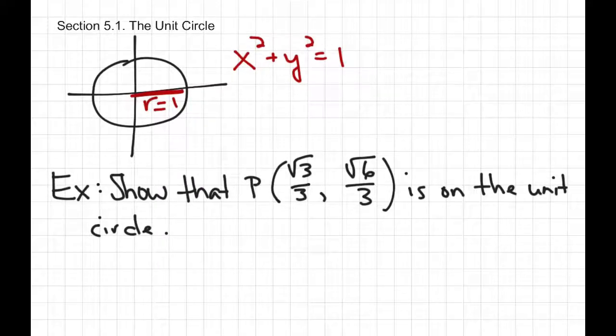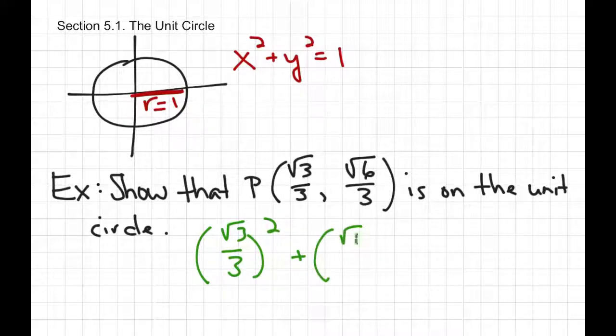I want to show that point P, which is at radical 3 over 3, radical 6 over 3, is on the unit circle. Well, when you have the equation of a circle, any point that actually lies on the curvature of the circle gets plugged in for x and y. So if I plug in square root of 3 over 3 for x and square root of 6 over 3 for y, I square them and I add them, it better equal 1.